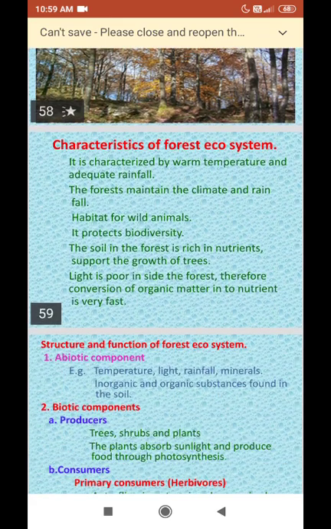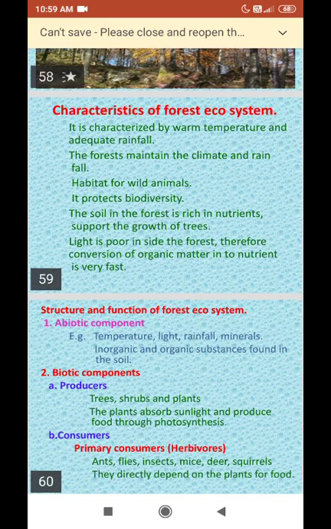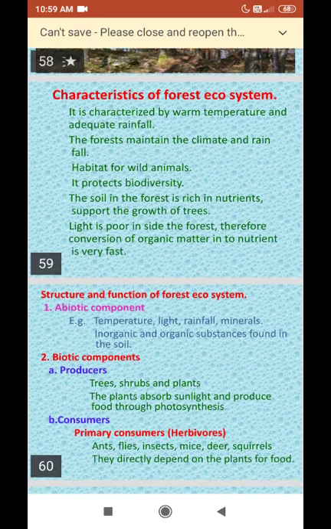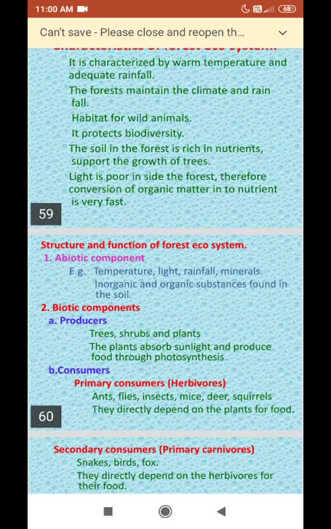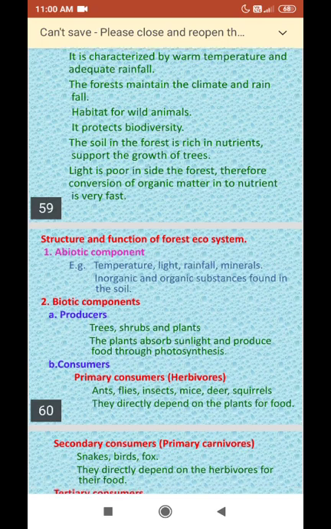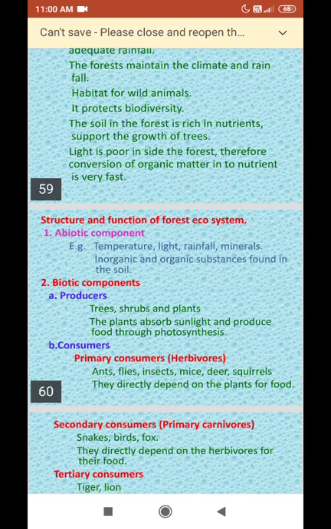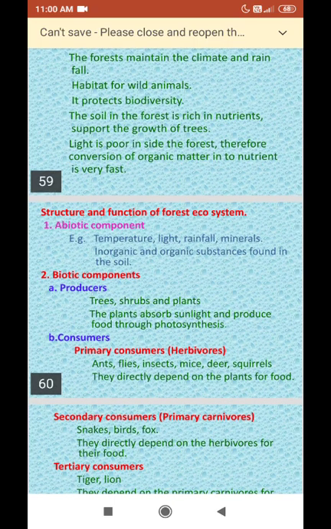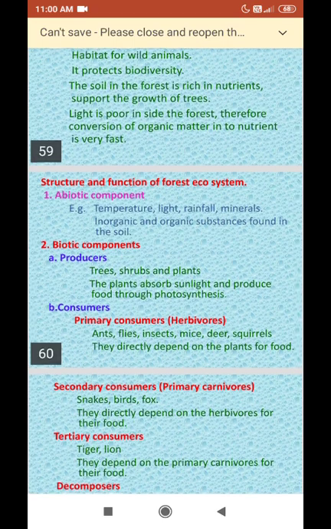Now let us see the characteristics. It is characterized by warm temperature and adequate rainfall. The forest maintains the climate and rainfall, and the forest is the habitat for wild animals. It protects biodiversity. The soil in the forest is rich in nutrients, supporting the growth of trees. And light is poor inside the forest, therefore the conversion of organic matter into nutrients is very fast.